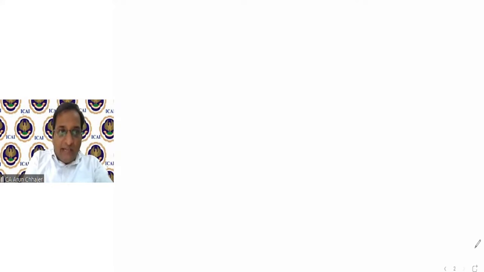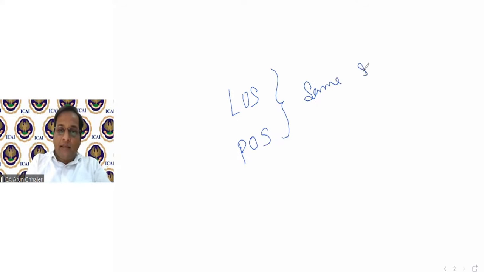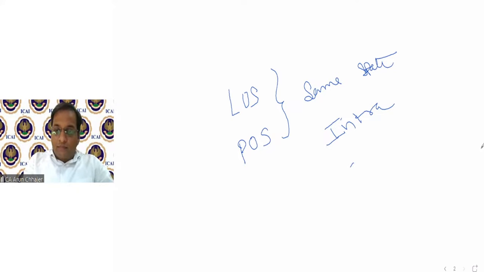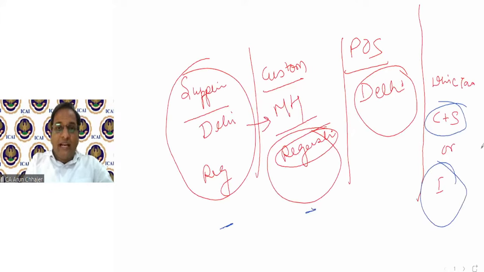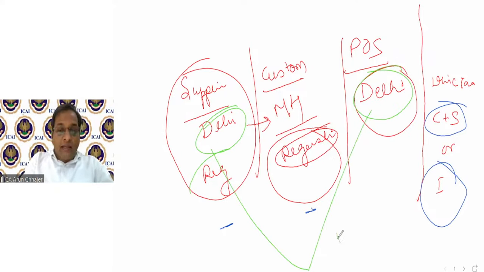But if you go to the definition of interstate supply or intrastate supply, it says that if the location of supplier and place of supply are both in the same state, then it is intrastate supply and CGST plus SGST is charged. Now in this example, the location of supplier is Delhi and the place of supply is Delhi, so according to Section 8 of IGST, it becomes intrastate supply and therefore C plus S would be charged, not I.